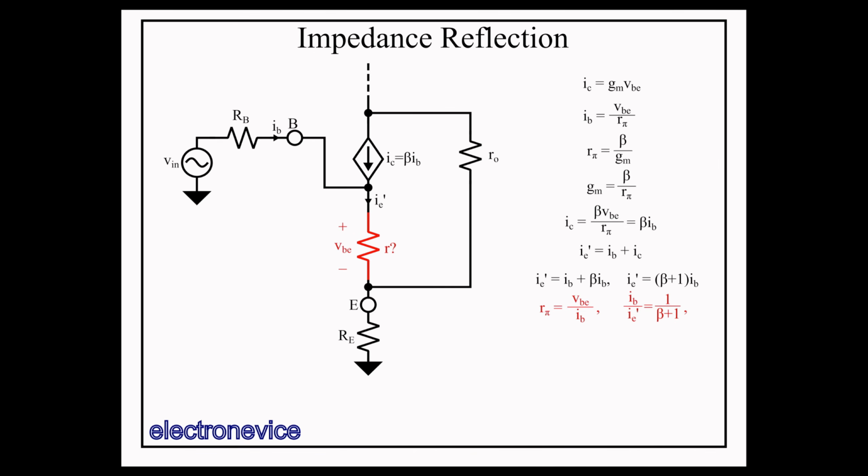First, we note that our pi is defined as VBE over IB, then note that from the above equation that IB over IE prime is equal to 1 over beta plus 1. Now we note that this unknown resistance is equal to VBE over IE prime, which through some substitution and simplification we see is equal to R pi over beta plus 1. So here we see that a resistance in the base became a resistance in the emitter divided by beta plus 1. This is the power of impedance reflection.